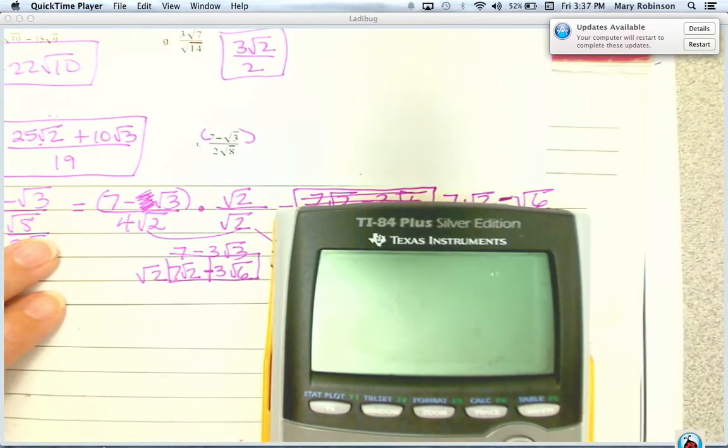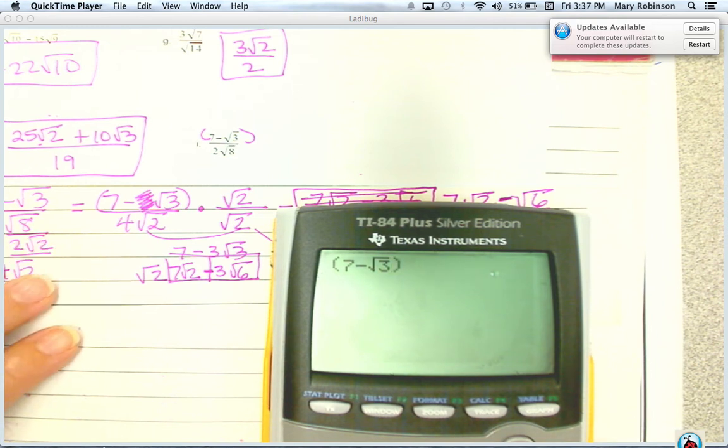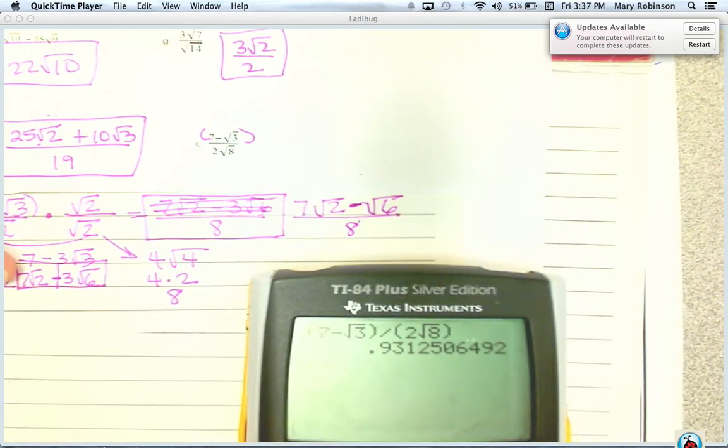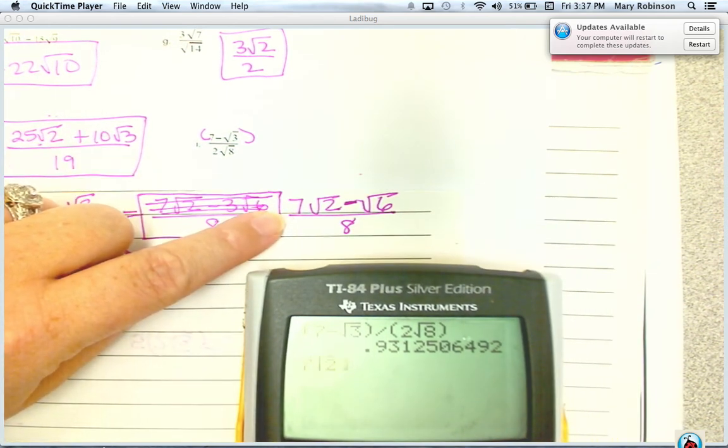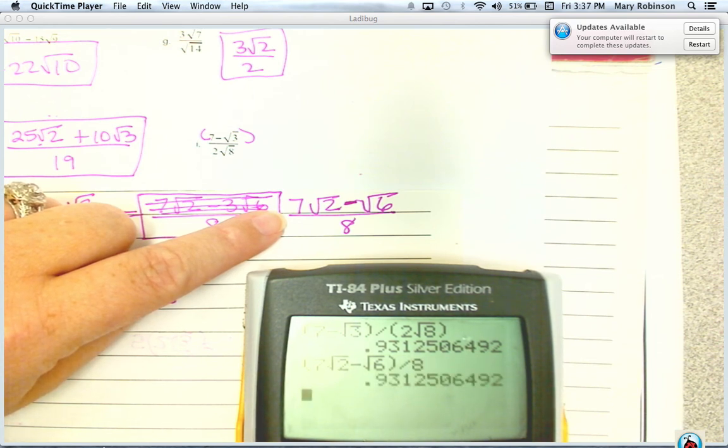So again, if I type in 7 minus the square root of 3 divided by 2 square root of 8. And then my answer, 7 square root of 2 minus the square root of 6 divided by 8. Now they match.